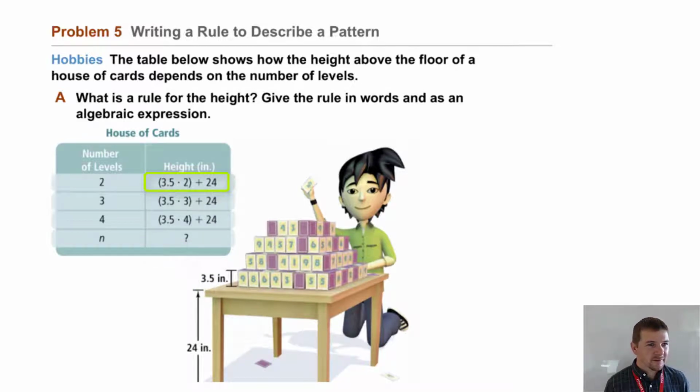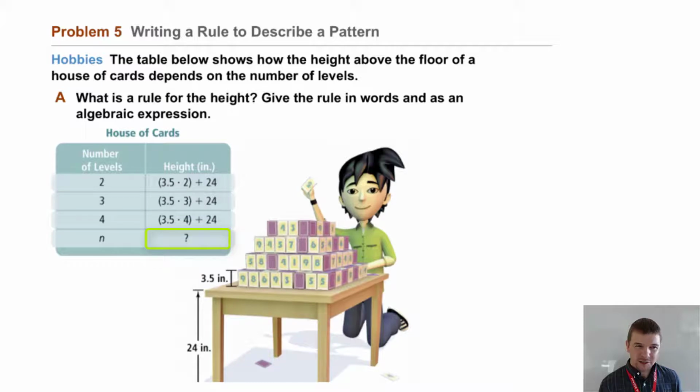3.5 times 2 plus 24. So 3.5 is the height of each level. 2 is the number of levels, which we can get from the left-hand column. And then plus 24, we're adding that constant height of the table, 24 inches. As we move on in the table, 3.5 times 3 plus 24. 3.5 times 4 plus 24.